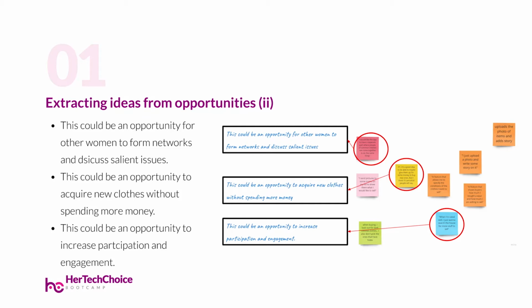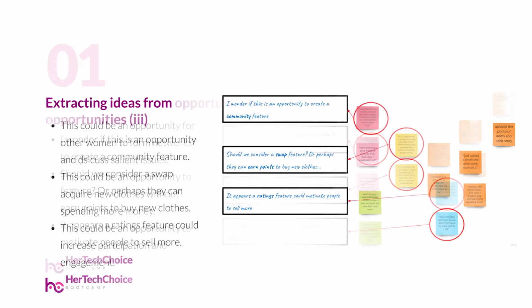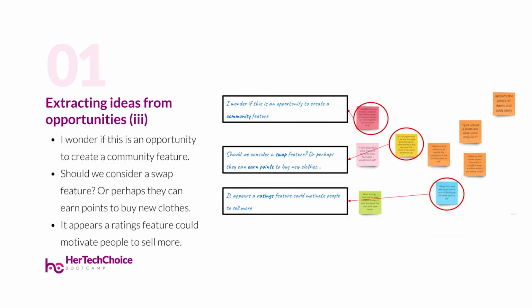Yes. So another one is: "It's a good idea to be able to maybe give them up for some money to buy new ones, but I think I'll care what people will say." This could be an opportunity to acquire new clothes without spending more money. And also: "When I'm rated well, I just want to search the house for more stuff to sell." This could also be an opportunity to increase participation and engagement. And also another one could be, "I would like the app."